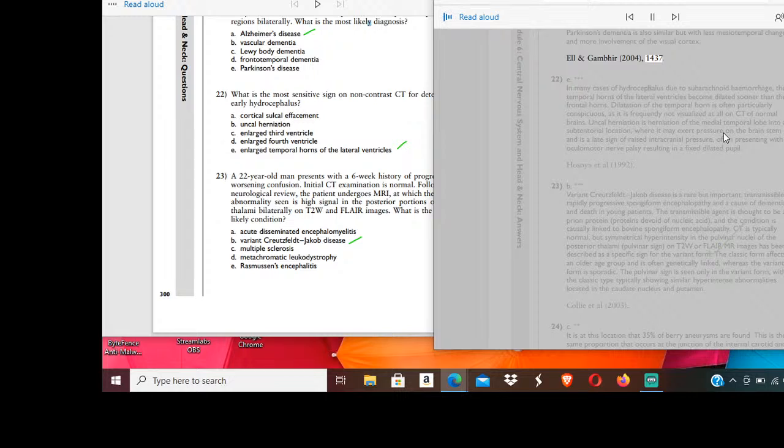22e. In many cases of hydrocephalus due to subarachnoid hemorrhage, the temporal horns of the lateral ventricles become dilated sooner than the frontal horns. Dilatation of the temporal horn is often particularly conspicuous, as it is frequently not visualized at all on CT of normal brains. Uncal herniation is herniation of the medial temporal lobe into a subtentorial location, where it may exert pressure on the brain stem, and is a late sign of raised intracranial pressure, often presenting with oculomotor nerve palsy resulting in a fixed dilated pupil.